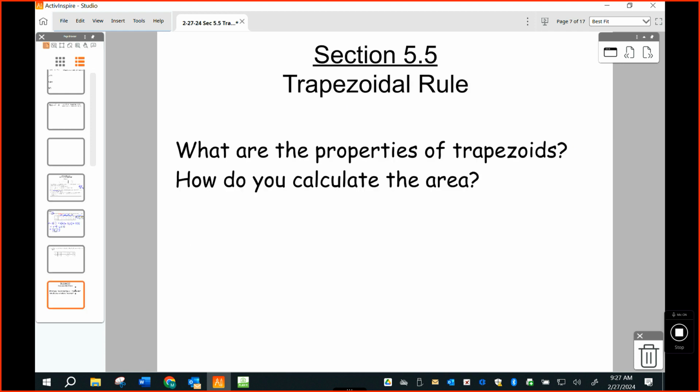All right, so if you want to start a new section in your notes, this is 5.5, the trapezoid rule or the trapezoidal rule. Please write down your title.